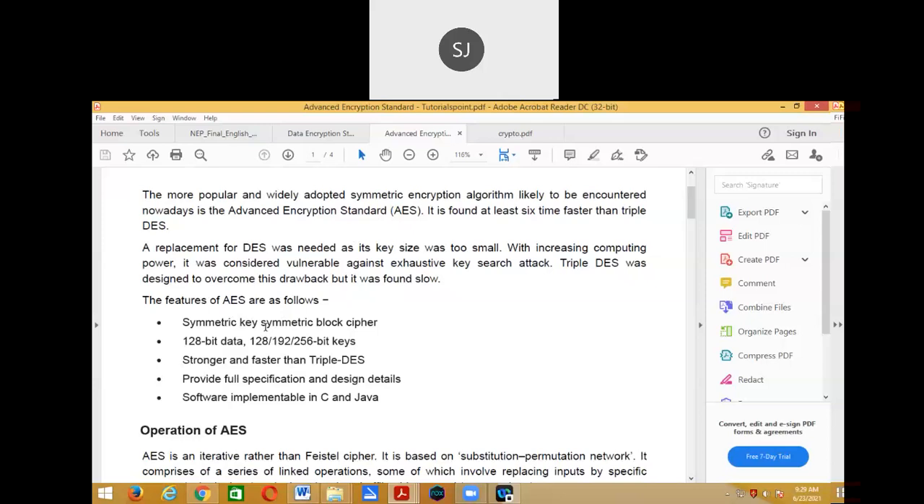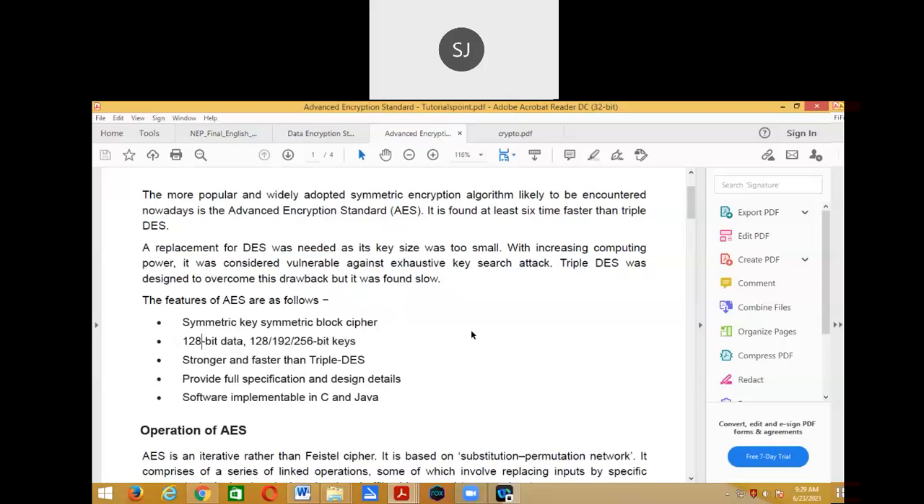So here what happens? It is also a symmetric key block cipher. It uses different types of keys: a 128-bit key, a 192-bit key, and a 256-bit key. So as the key size increases, see, 128-bit key, 192-bit key, 256-bit key. So this is about the key size.